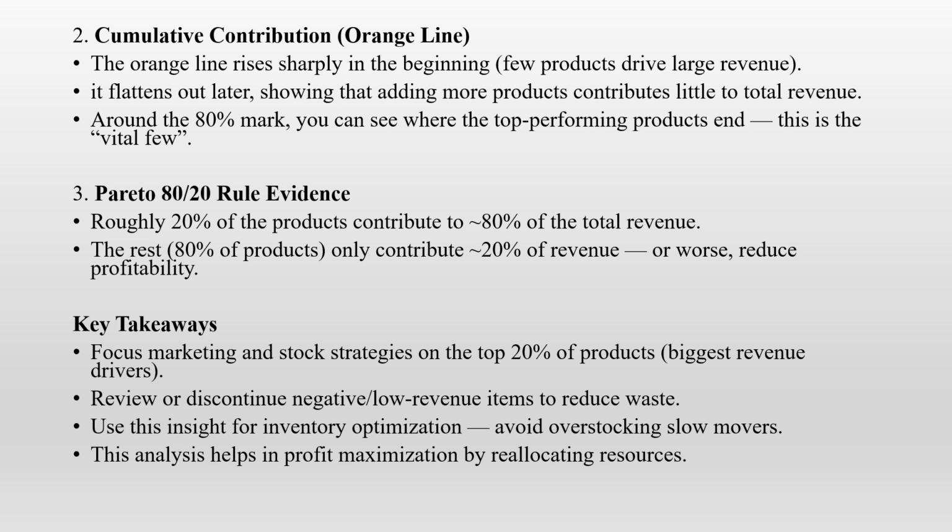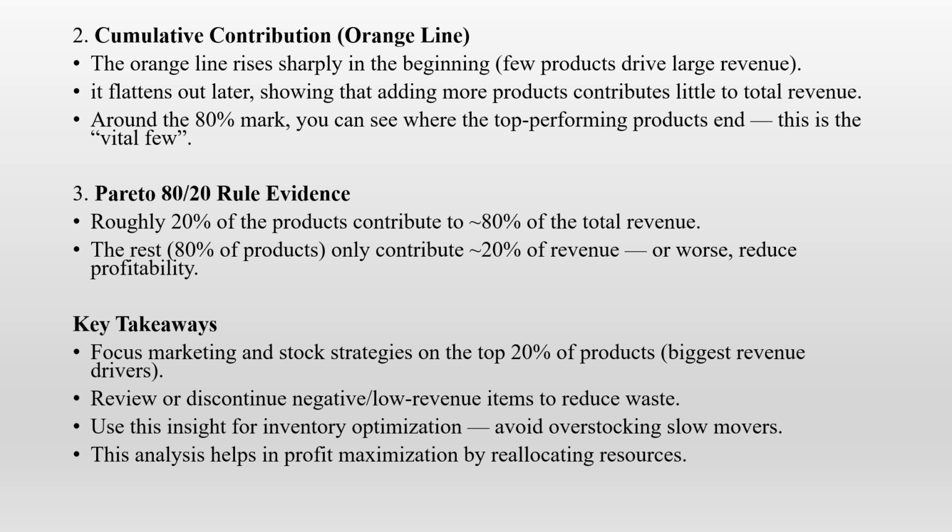Number three, our Pareto 80/20 rule evidence. Roughly 20% of the products contribute to 80% of the total revenue. The rest 80% of the products only contribute 20% of revenue or worse, reduce profitability. Now, what is our key takeaway from the chart?